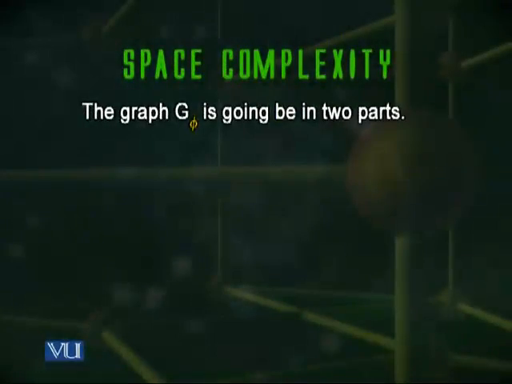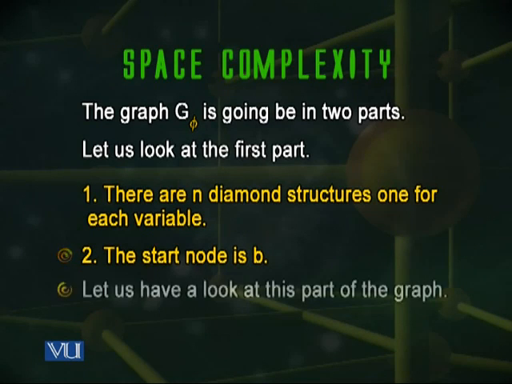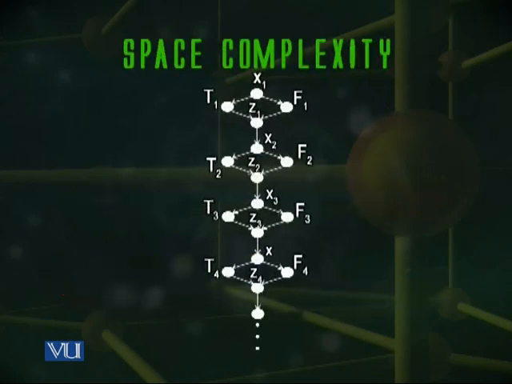Now the graph G sub phi, which I have to describe to you, is going to be described in two parts. The first part is going to have n diamond structures, one for each variable, and the start node is going to be B. So let us look at this part of the graph. In this picture you see n diamond structures, and each diamond structure has 4 nodes in it, and 2 nodes on the side are labeled by T or F, and each diamond actually corresponds to a variable.